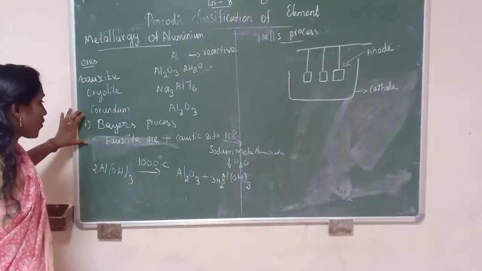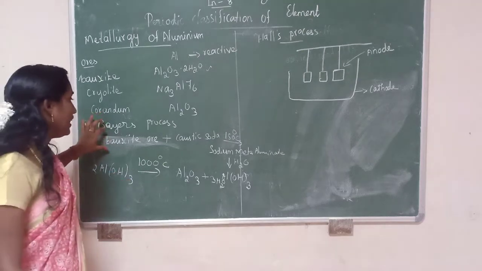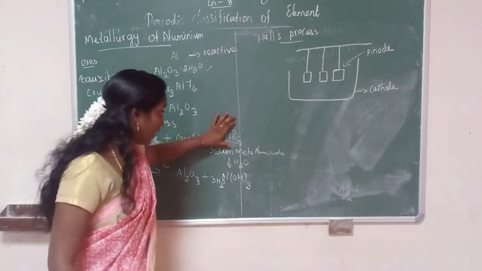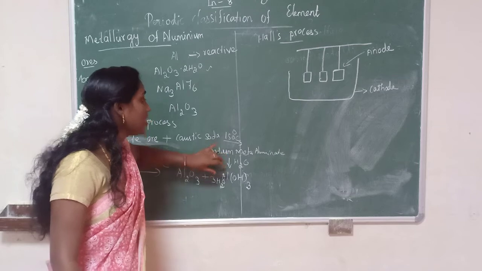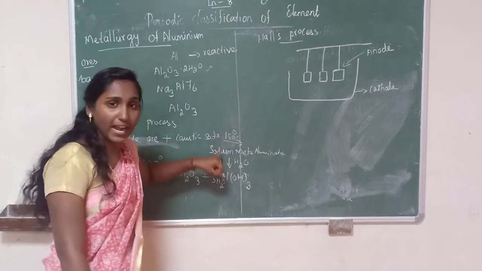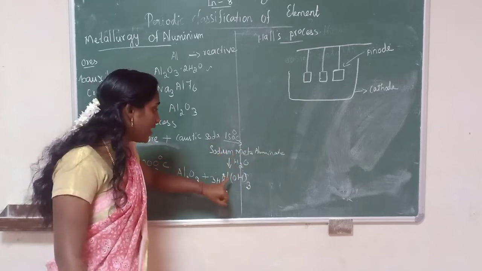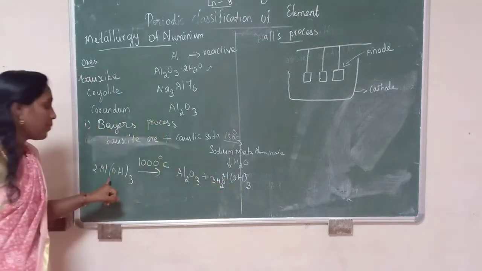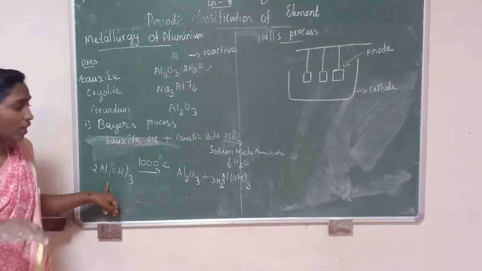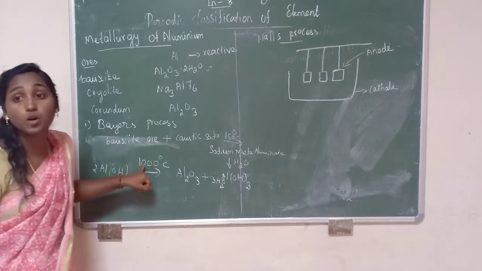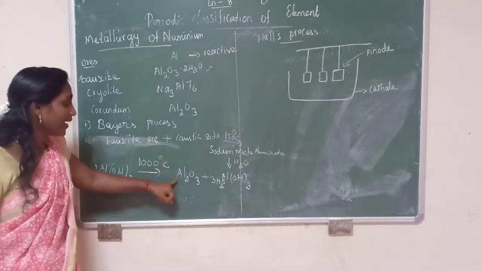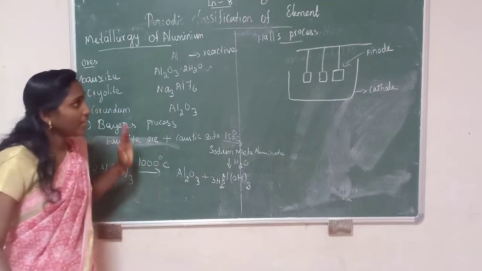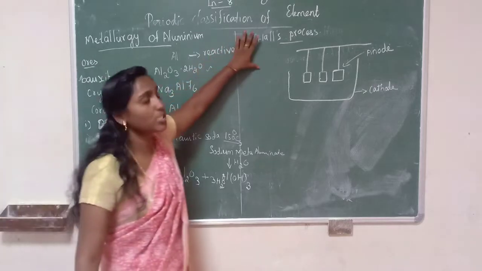So in this Bayer process, first you have to finely grind the bauxite ore, add caustic soda, and at 150 degrees Celsius you will get sodium meta-aluminate. On hydrolyzing this sodium meta-aluminate, we will get aluminium hydroxide. This aluminium hydroxide is washed, filtered, and dried at 1000 degrees Celsius. You will get alumina and water. Can you study the Bayer process? Then next we are going to study Hall's process.